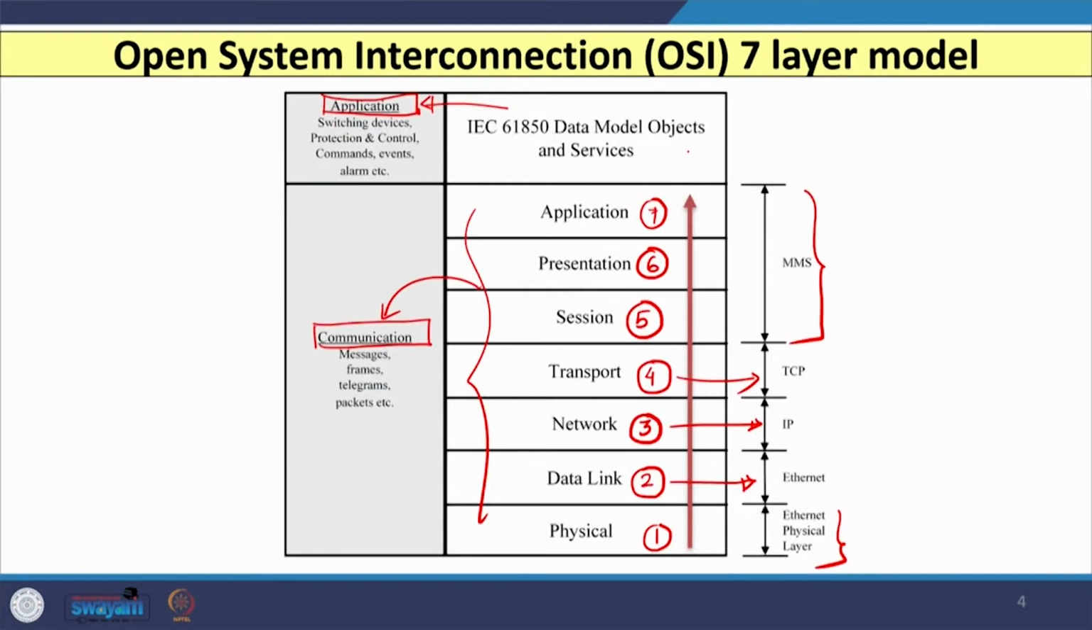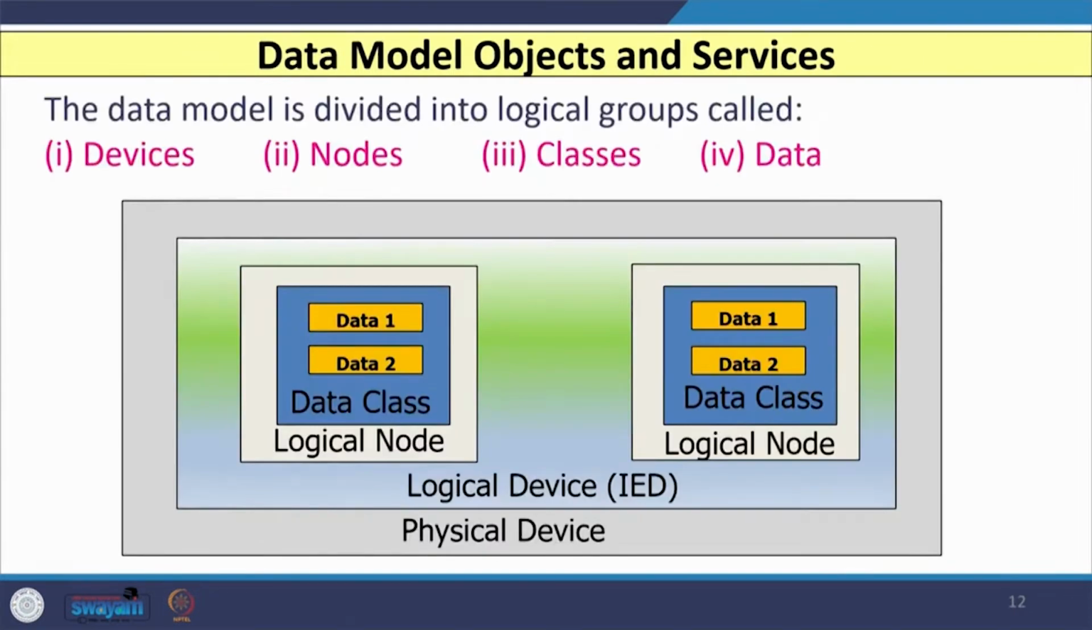When we see the detailed layout between the application and communication, that is between the data model objects and services and this OSI 7 layer model, then we will see how the application layer can communicate, or through which the information can be communicated with the higher levels. Now, with this background of the OSI 7 layer model, let us discuss the data model objects and services.